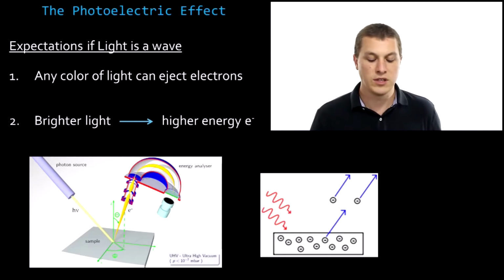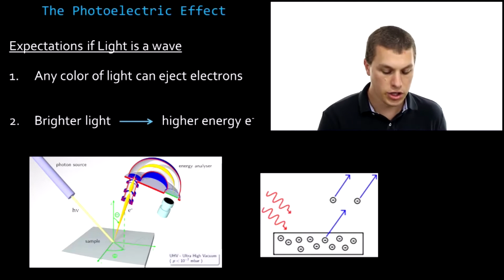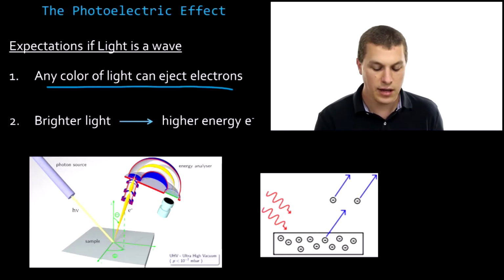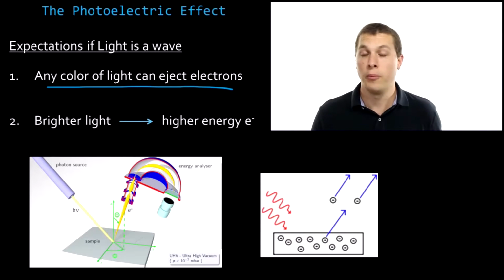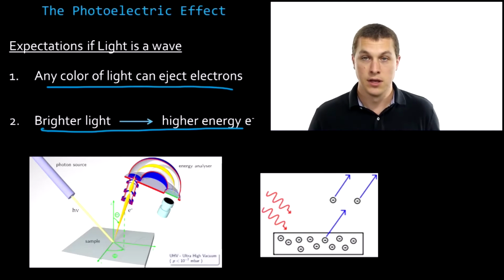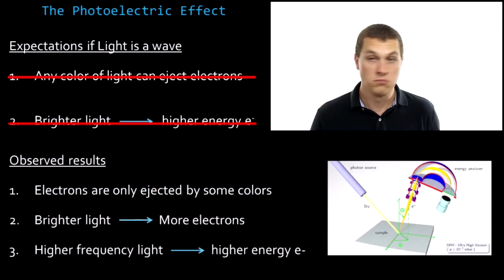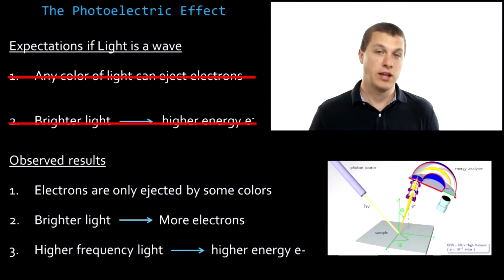So one thing we expected was that any color of light, if it was bright enough, if the electric field was strong enough, could eject electrons. The wavelength and frequency don't matter. All that matters is how strong that electric field is, how bright that light is. The second thing we expect is that as you make that light brighter, you get higher and higher energy electrons. You put in more energy with that light, you have a stronger electric field, and you accelerate that electron more. In fact, neither of these things were observed. Both of those turn out to be wrong. We didn't see them, and yet we'd expect them if light was just a wave.